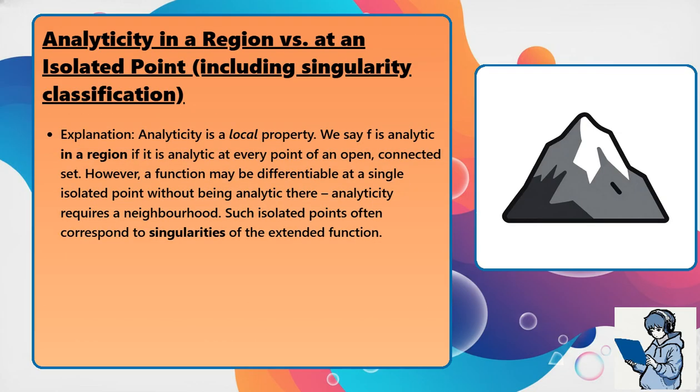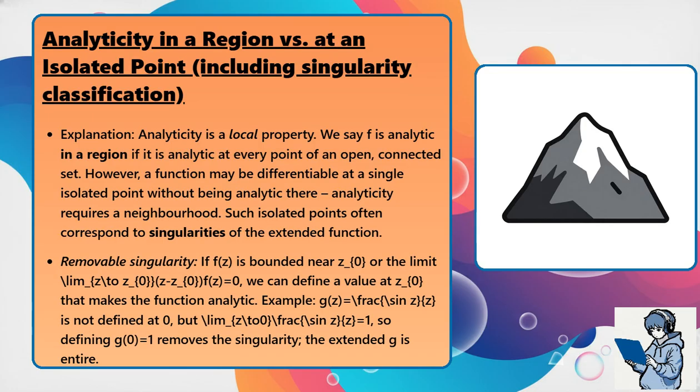Explanation: analyticity is a local property. We say f is analytic in a region if it is analytic at every point of an open connected set. However, a function may be differentiable at a single isolated point without being analytic. Analyticity requires a neighborhood. Such isolated points often correspond to singularities of the extended function.